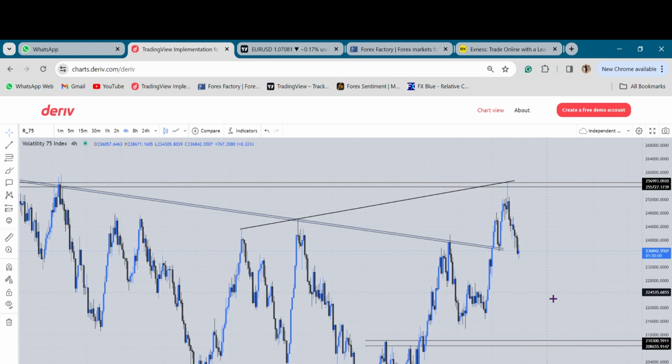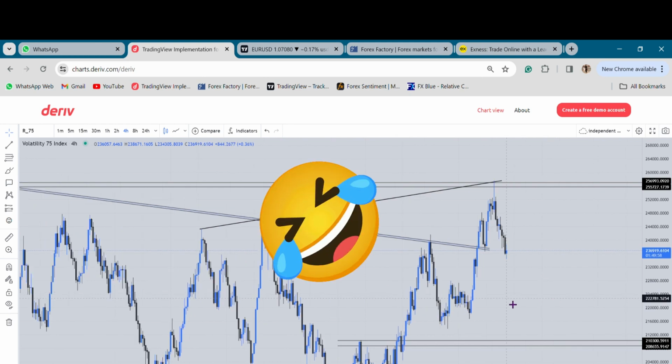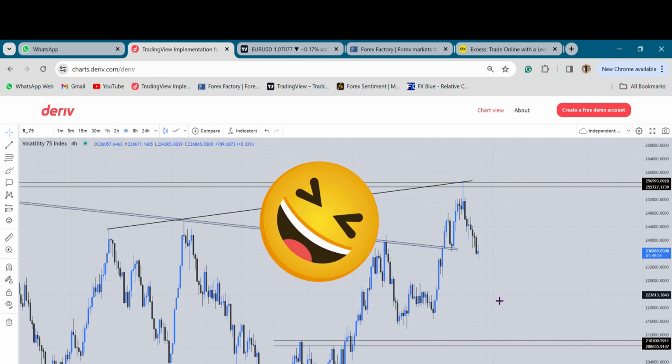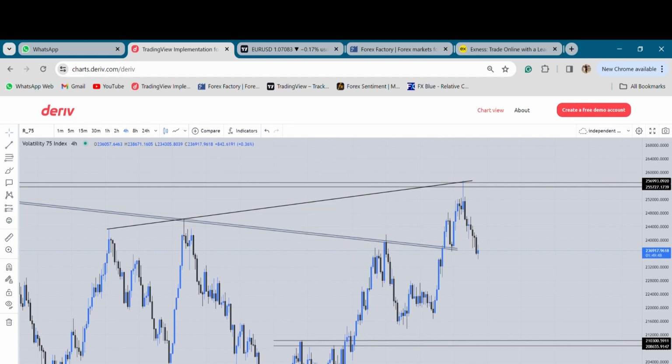Then on the 4-hour time frame, I want to look at the specifics. These are the things that most people miss. Okay, so I see from this area we have a very, very good trend line here, but this is also noise.